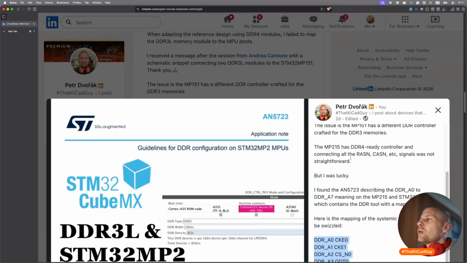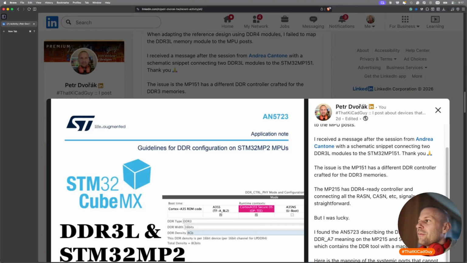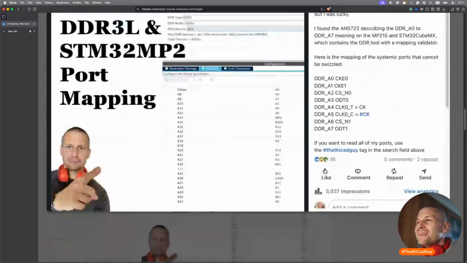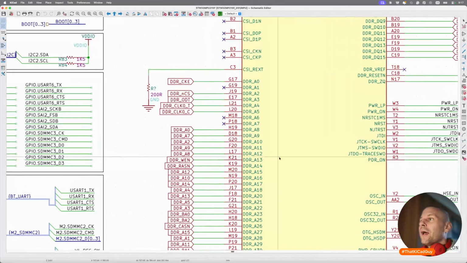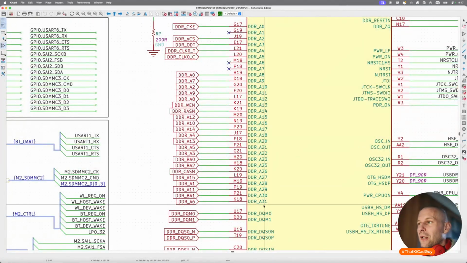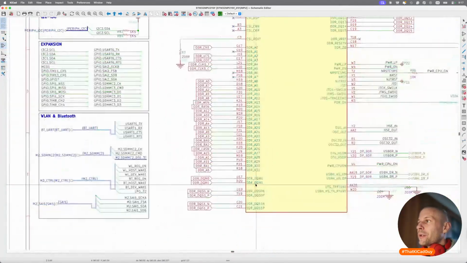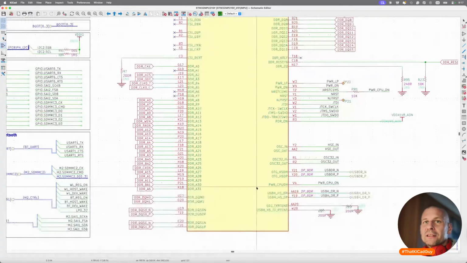It means, shortly, the STM32MP151 has the CASN, RASN and other systemic signals directly by default. There are dedicated ports for it on the MPU. But our MPU, as you can see, has only A0 to A31 and the systemic ports, as I already assigned.